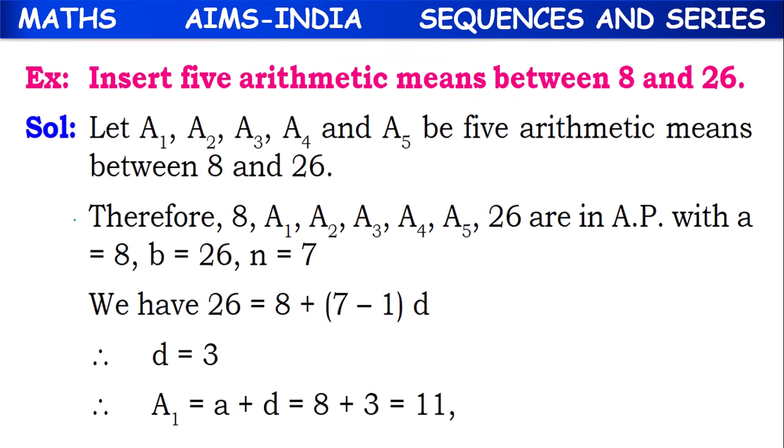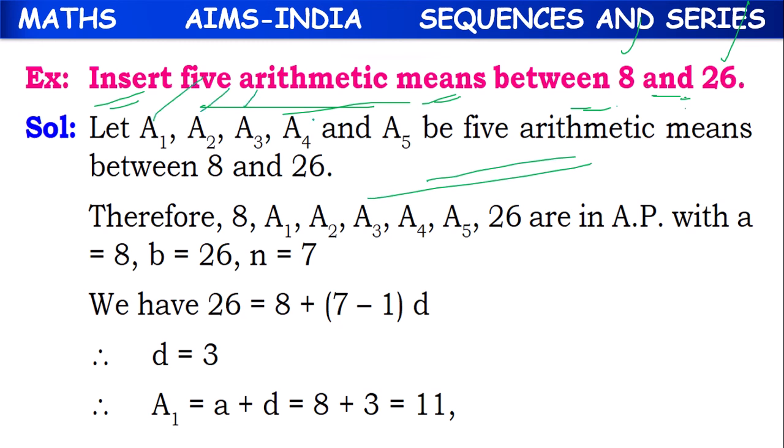Next one, we have the example. Insert 5 arithmetic means between 8 and 26. 8 is the first number, 26 is the last number. We have to insert 5 arithmetic means between 8 and 26. So let us assume the arithmetic means as A1, A2, A3, A4, A5.